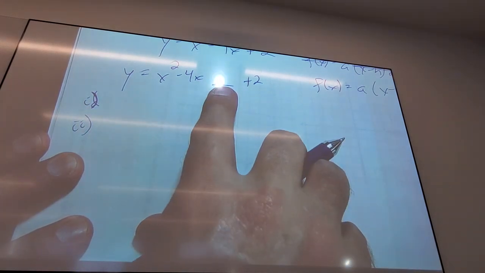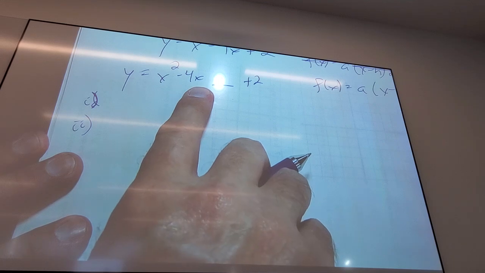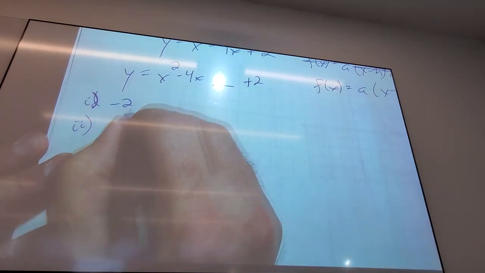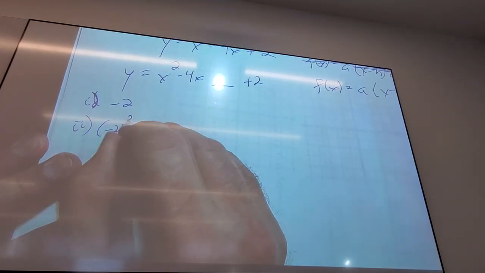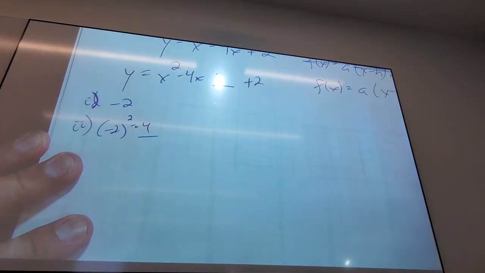How do I figure out what number goes here? Take the -4 and cut it in half. And then take that number and square it. This is what I put. Now watch this. You guys ready?